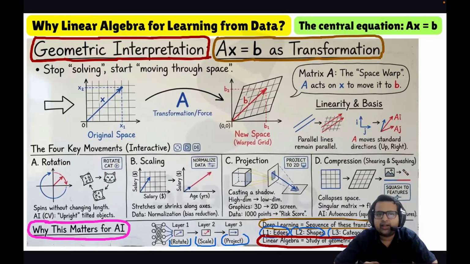So now it's very clear that geometric transformations do have a role in AI. So linear algebra is the study of these geometric actions. By understanding the transformation matrix, we know exactly how the data is being reshaped as it moves through the brain of the AI.